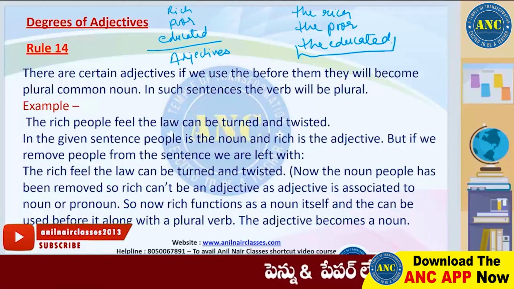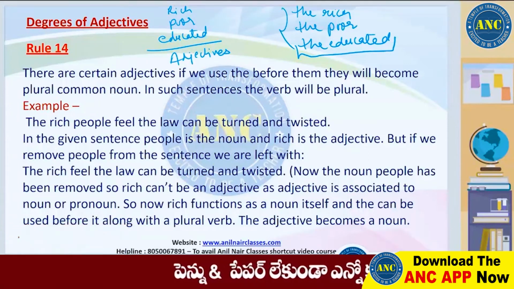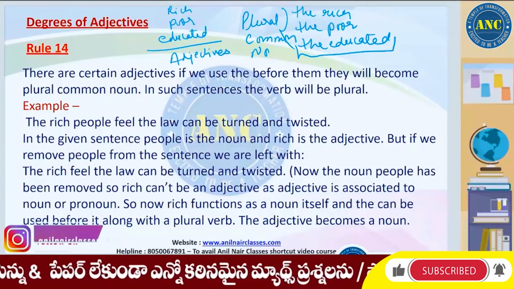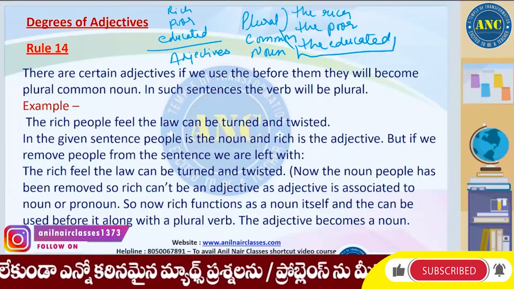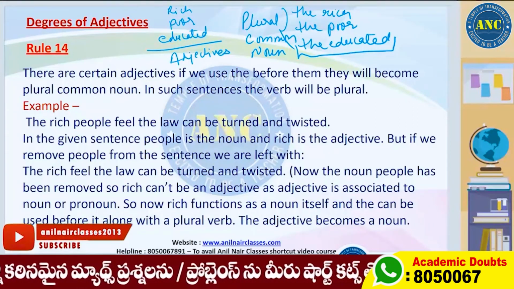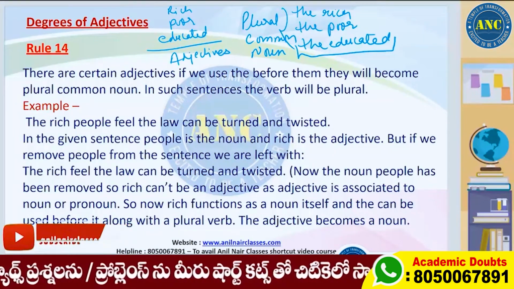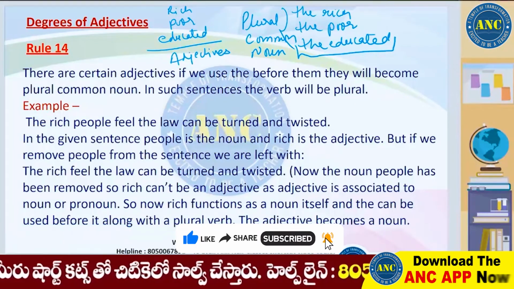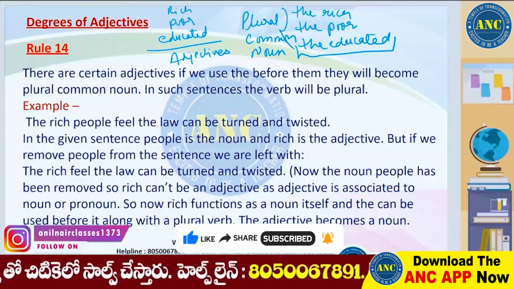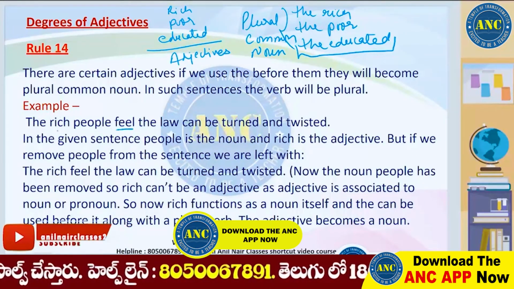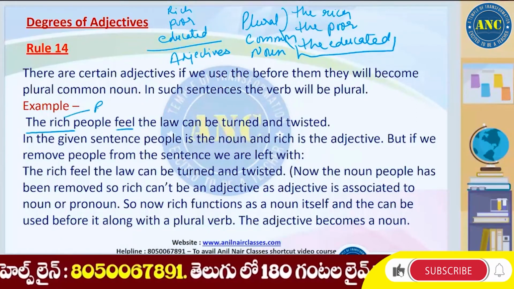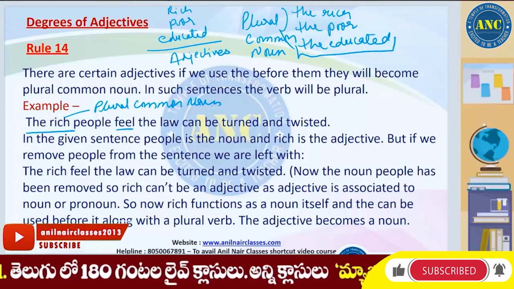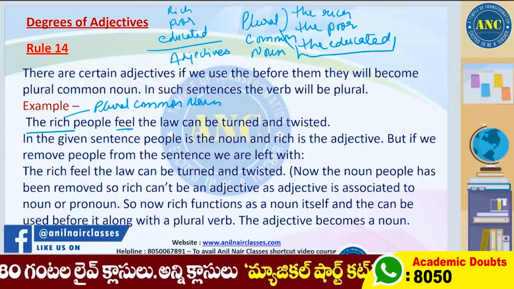then all of them are plural common nouns. So if they are plural common nouns and they are functioning as nouns, as subjects, then what kind of verb will be there? Obviously the plural verb, because plural subject, plural verb. Subject verb agreement has to be there, right? See the example, the rich people feel the law can be turned and twisted. Now who feels? The rich people feel. The rich over here is the plural common noun. So we have used the plural form of the verb feel, right?